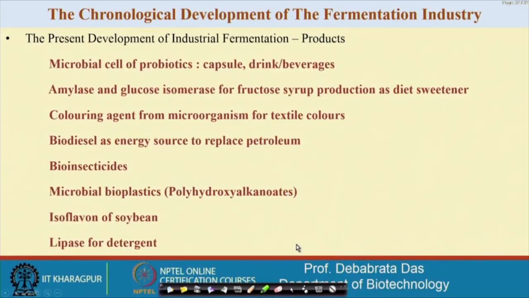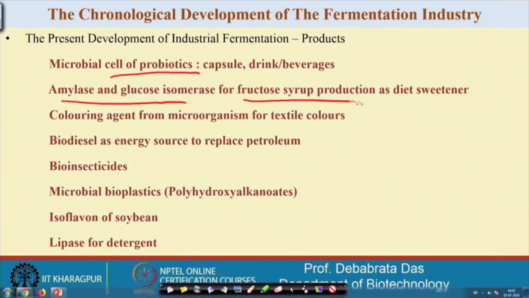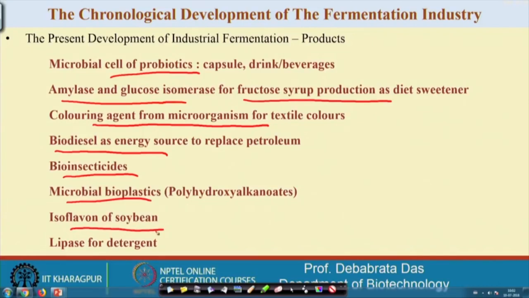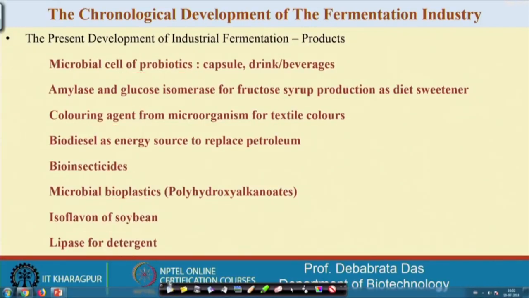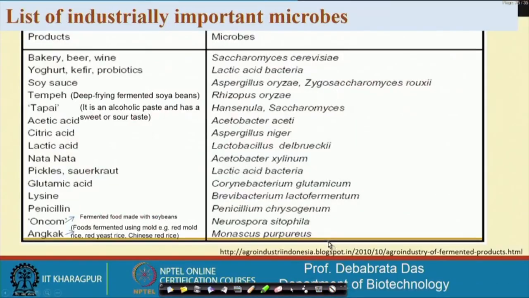The present development of industrial products is like this. Microbial cells of probiotics are largely used nowadays for our health care. Then amylase and glucose isomerase, as I told you, are for fructose syrup production, which is largely used in the confectionery industry in Western countries. Then there are coloring agents from microorganisms for textile color, biodiesel for energy, bioinsecticides, microbial bioplastics, isoflavone, and lipase for detergents, which removes color from cloth. This is the list of industrially important products.